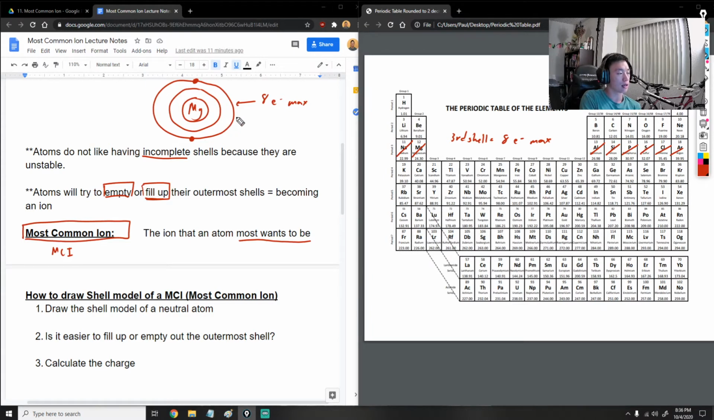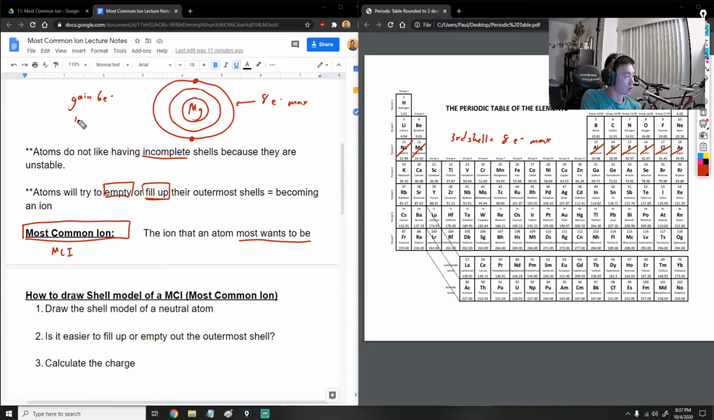So here, Mg can do 2 things. It could either gain 6, right? Because if we gain 6 electrons, we can go 1, 2, 3, 4, 5, 6. And if you notice, this outside shell is now complete. Or what it can do is it could lose 2, right? Because earlier we only had 2.